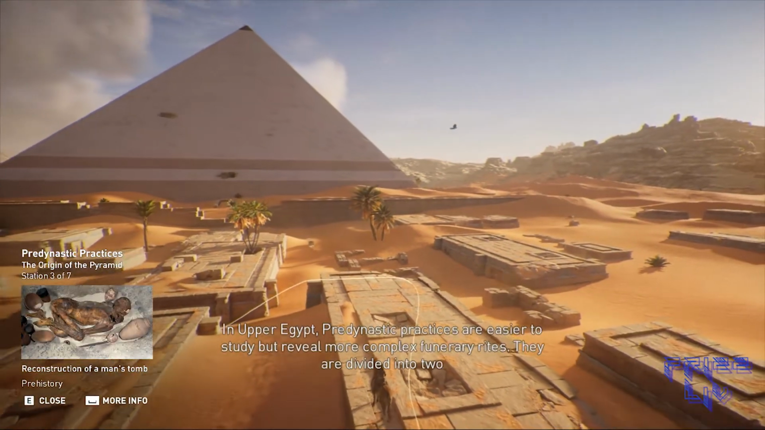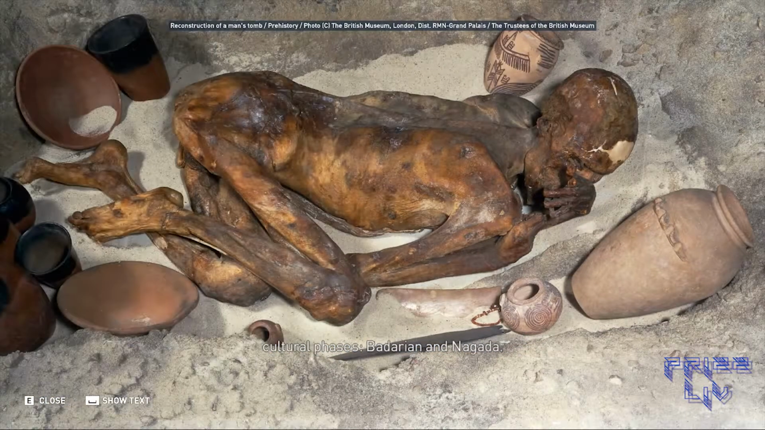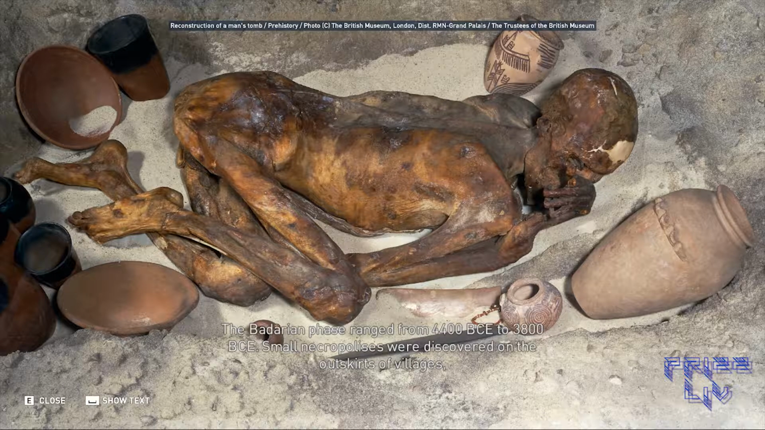In Upper Egypt, pre-dynastic practices are easier to study, but reveal more complex funerary rites. They are divided into 2 cultural phases, Badarian and Nagada. The Badarian phase ranged from 4400 BCE to 3800 BCE.